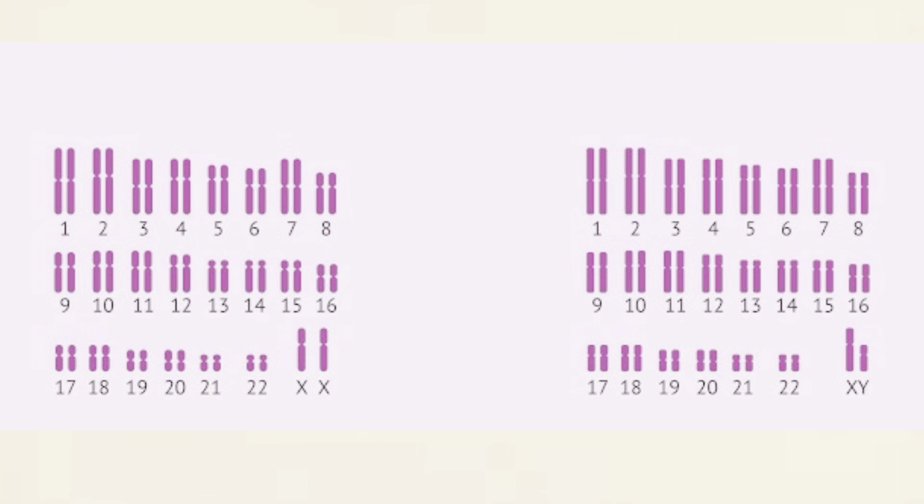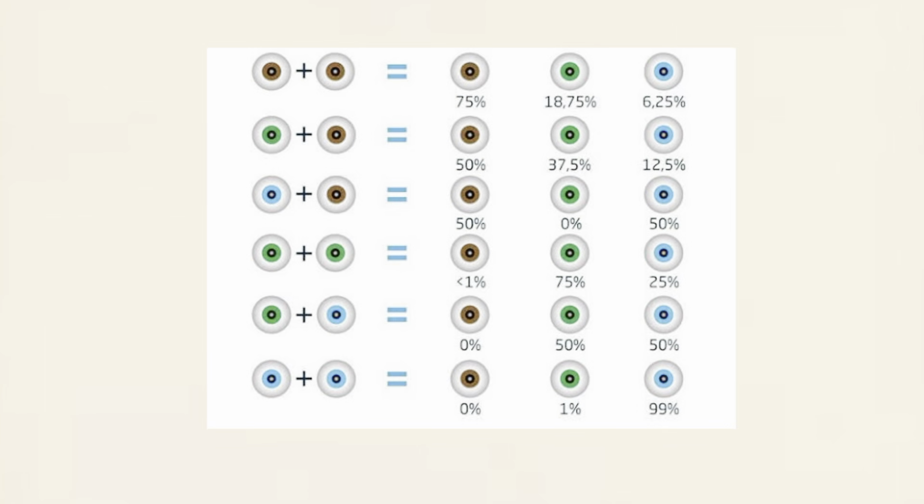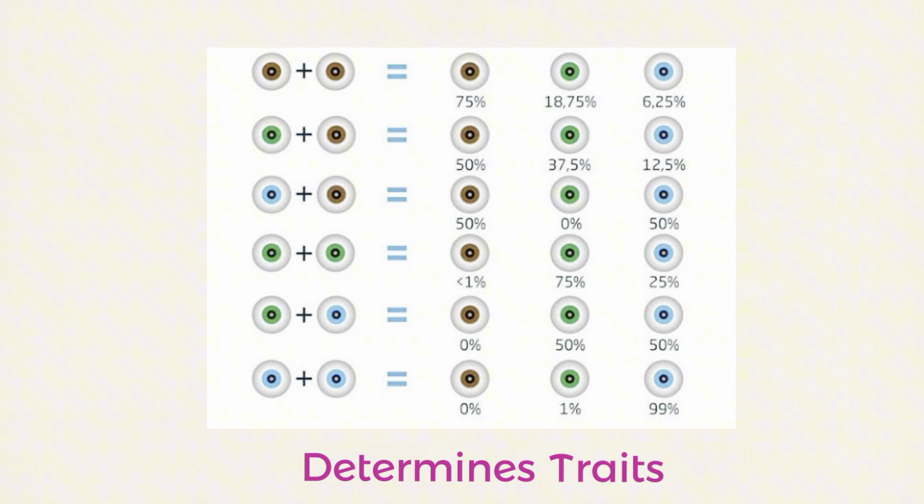Humans have 23 pairs of chromosomes, which gives a total of 46, and of them, 23 come from the mother and 23 come from the father. 22 of them are non-sex chromosomes, and one pair is sex chromosomes. Chromosomes hold genetic information that is inherited by reproduction and determines the traits and characteristics of the new living creature.